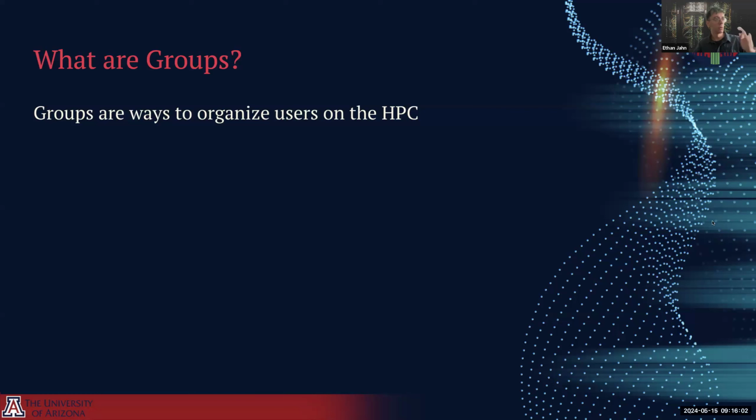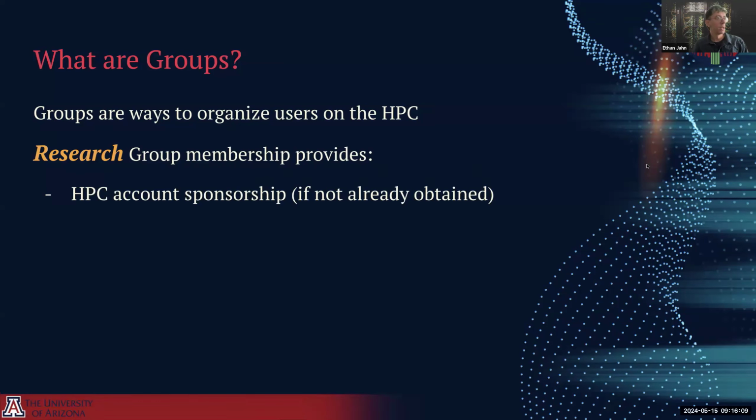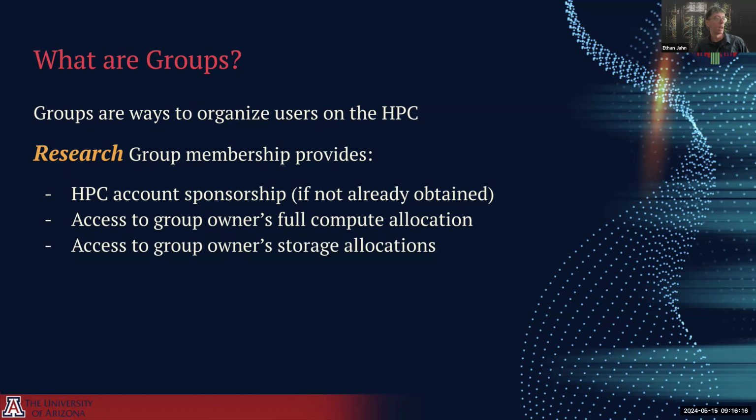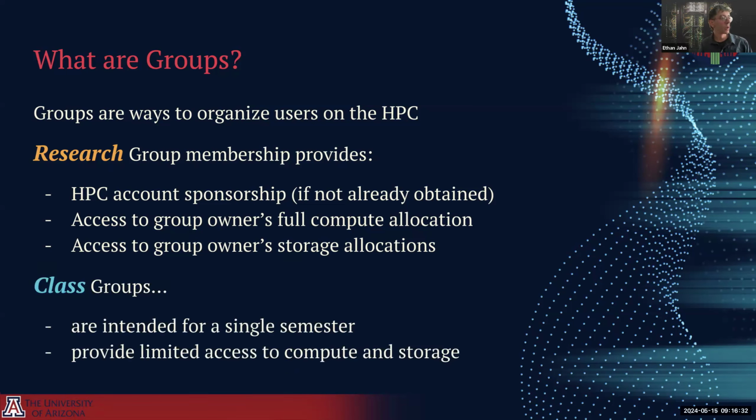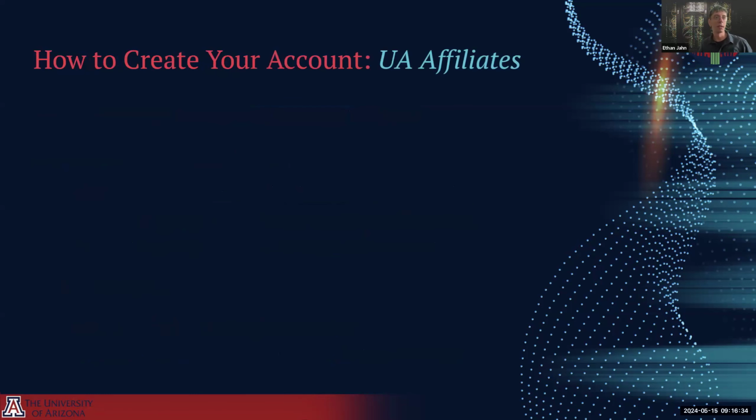So groups, let's just talk about them a little bit more. Groups are ways to organize users on HPC. Research group membership provides HPC account sponsorship, access to the group owner's full compute allocation, and access to the group owner's full storage allocation. So the compute allocation is what you use to run your jobs, and the storage allocation, of course, is where you can store your data. So again, we'll talk more in detail about these later. And then class groups are intended for a single semester and provide limited access.